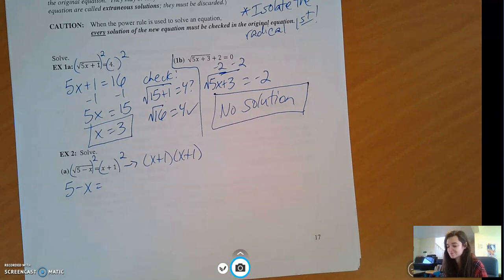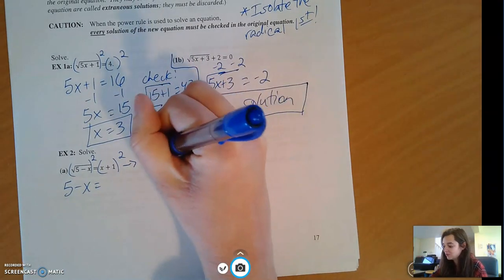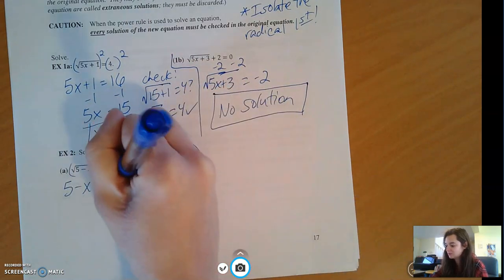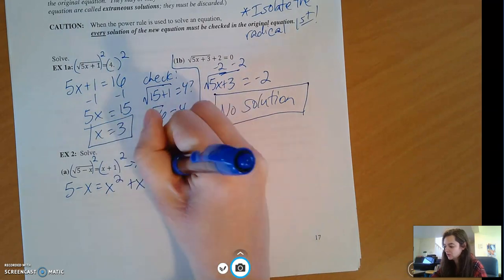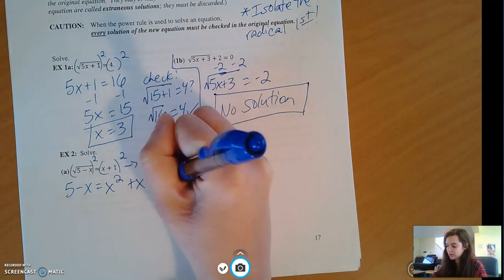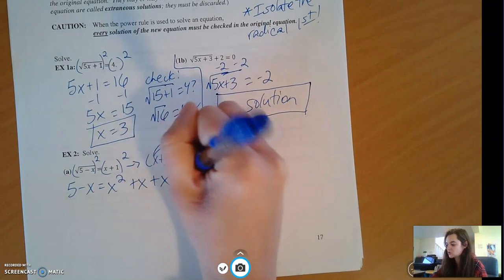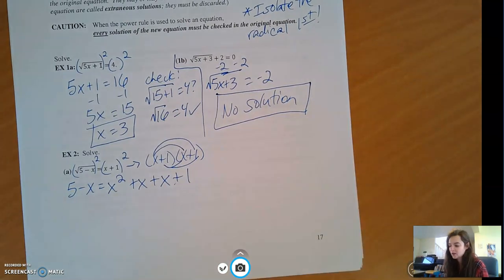Are you guys okay? So distributing, we'll have x times x, which is x squared. We'll have x times 1, which is 1x. We're going to have 1 times x, which is 1x. And 1 times 1, which is 1. Okay? At this point, I don't have any square roots, which is awesome.